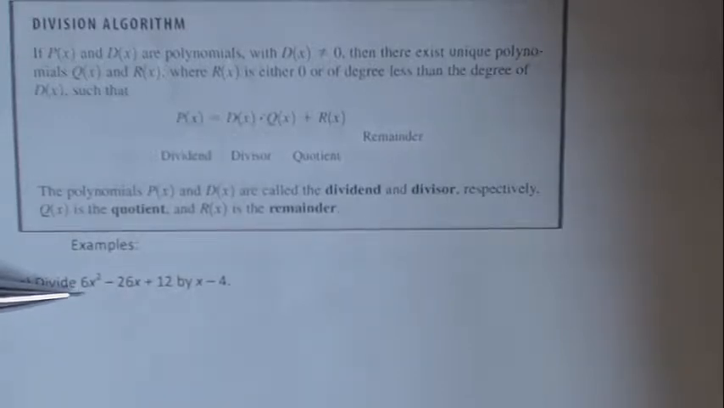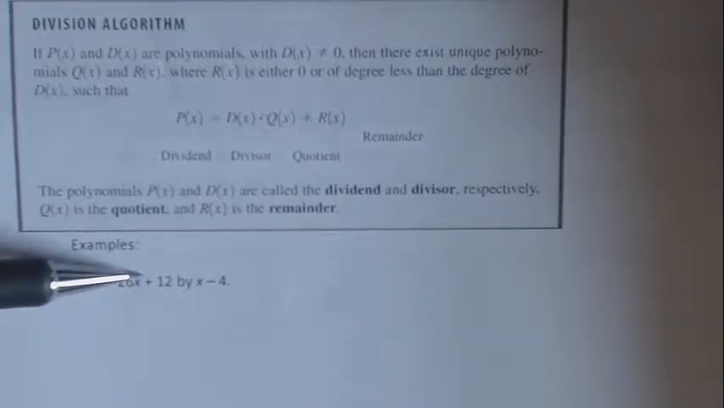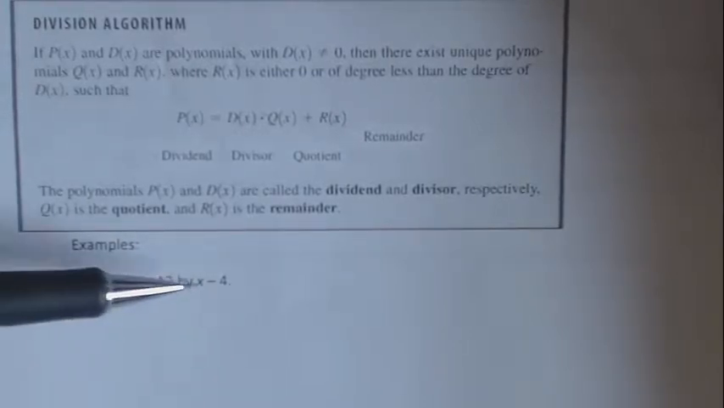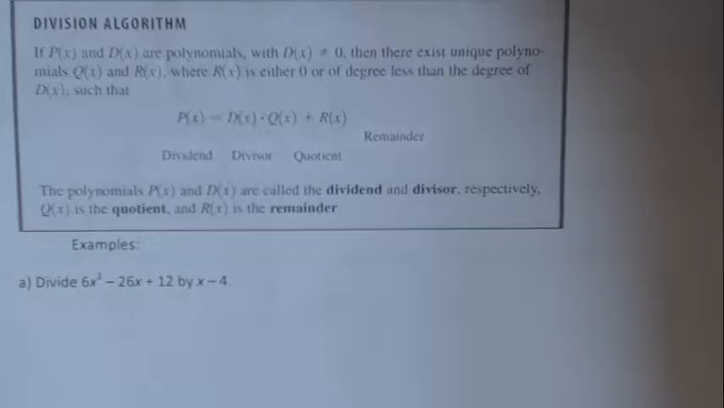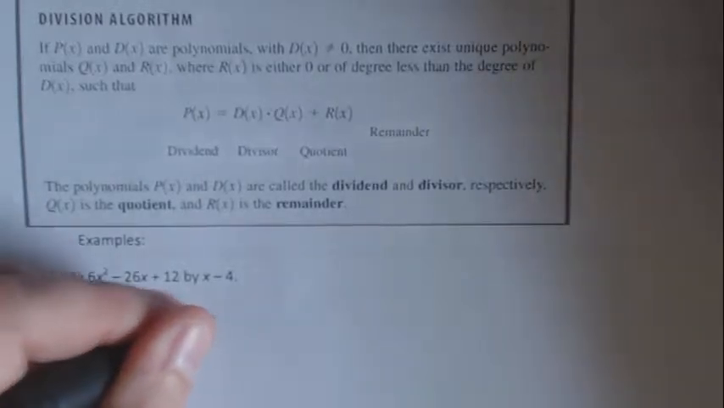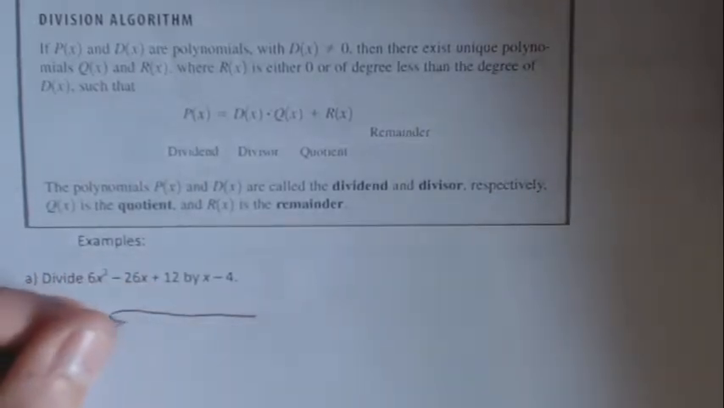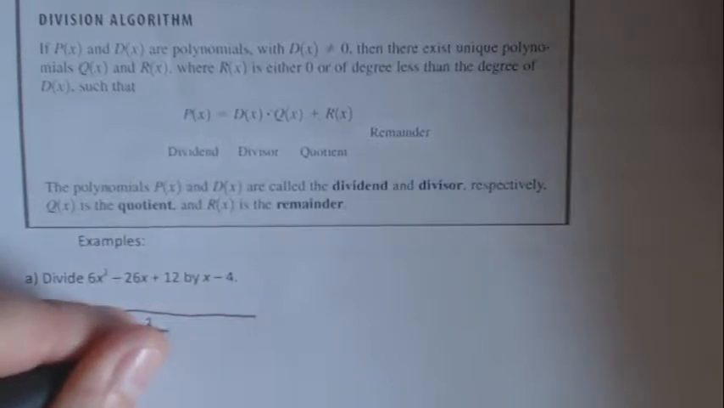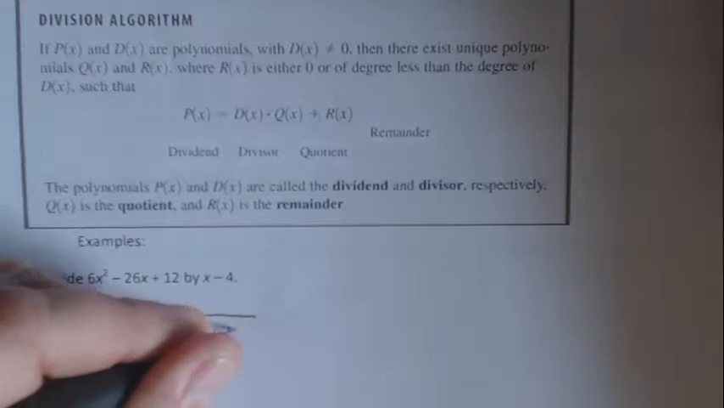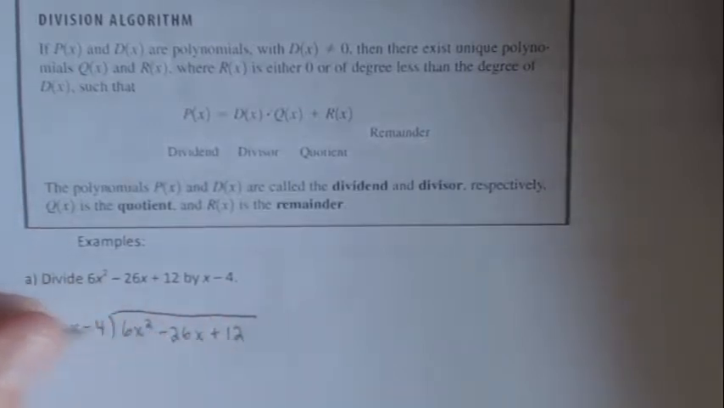So if you want to divide by x minus 4, your first step is to make sure that the polynomial is in descending order. 6x squared minus 26x plus 12 is in descending order because of the x squared and then the x to the 1 and then the constant. You also want to make sure that your divisor is in descending order. x to the 1 minus 4 is in descending order. Okay, so you're going to put the divisor x minus 4 outside the division box, and 6x squared minus 26x plus 12 is actually known as the dividend, but it's our polynomial.